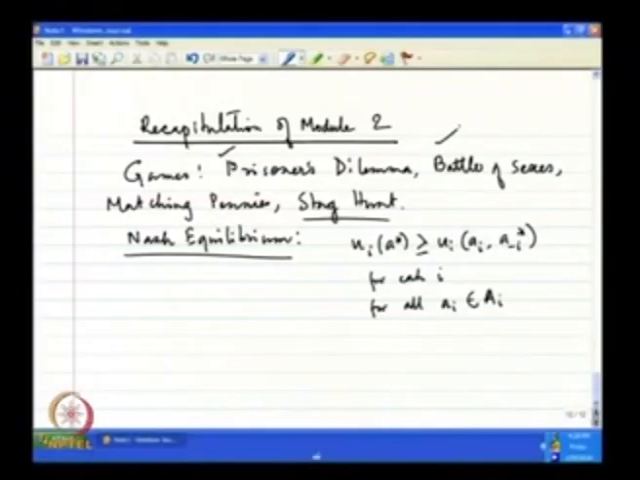Battle of Sexes tells us the story of players who see that they can cooperate and be better off. For example, both of them taking the same action is good for both of them, but they differ on which combination of actions is better. So it might happen that one of the players likes the action AA over the action BB, whereas the second player likes BB over AA. So that is the case of Battle of Sexes. Again, in Battle of Sexes also there can be multiple Nash equilibria.